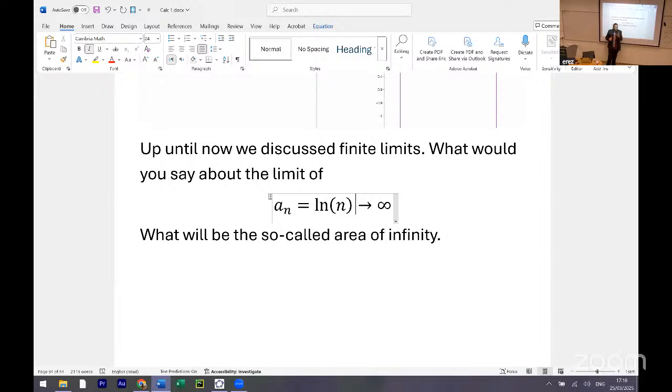So the area of infinity is from a certain point outward. That would be the area of infinity. It doesn't matter which number I take on the real line. All of the sequence should, from some point forward, be to the right of that given point. So I'll write it. What will be the so-called area of infinity? It will be the half line.